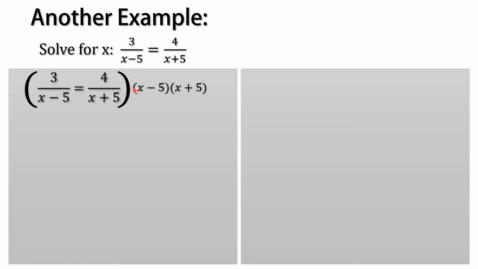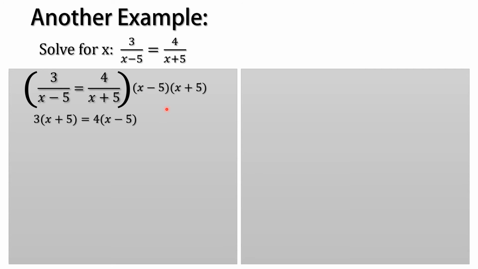The LCD multiplied on the left expression, x minus 5 here can be cancelled out, and the remaining is x plus 5. So it will give us 3 times quantity x plus 5 on the left side, then copy the equal sign. And then on the right side, when we multiply that, we have to cancel out x plus 5 on the denominator and x plus 5 on the numerator, since that is equal to 1. And the remaining is 4 times quantity x minus 5.